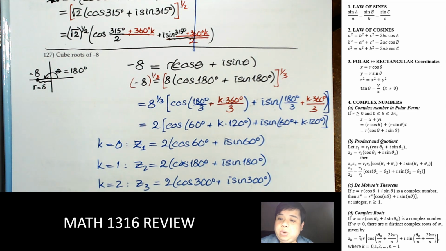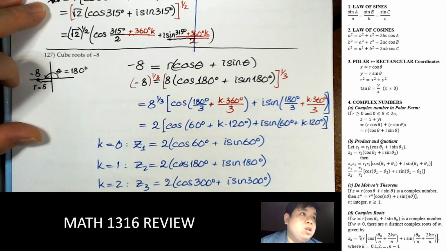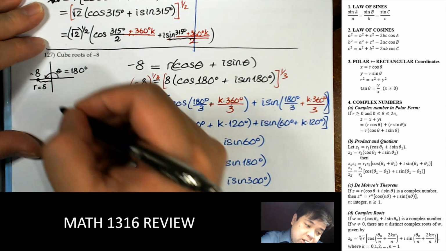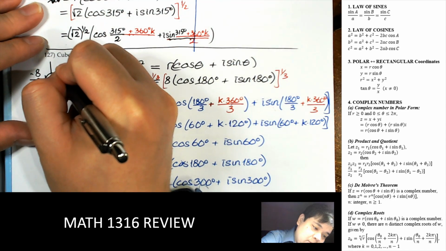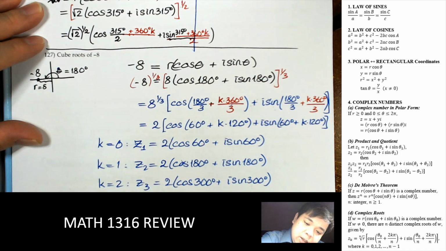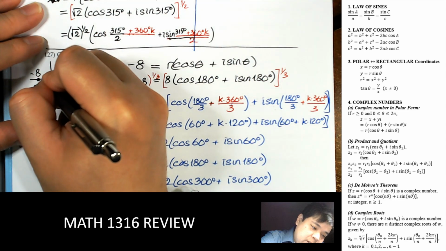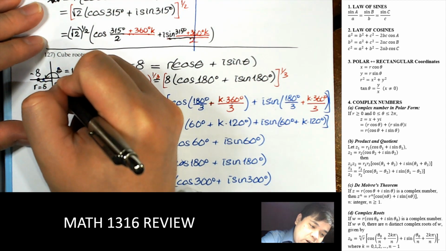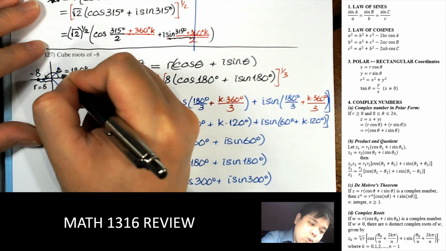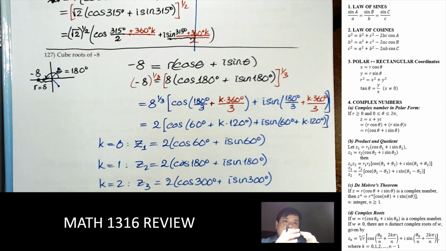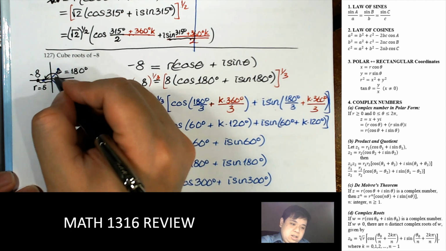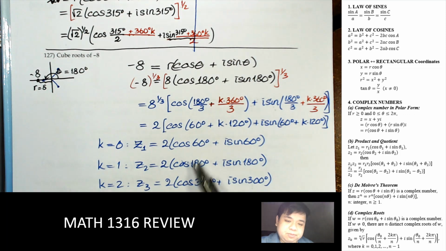Right. One thing to note, if we're going to plot these 3 points, all of them have the radius of 2, but the angles are 60 degrees, 180 degrees, and then 300 degrees. So those solutions always divide a circle evenly, in this case into 3 portions. So anyway, that's that.